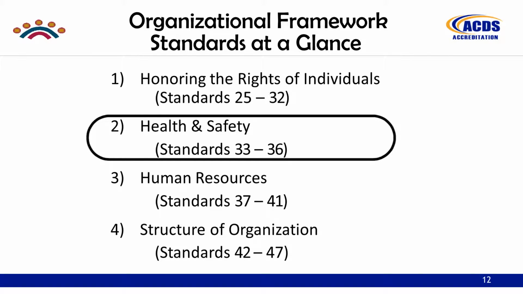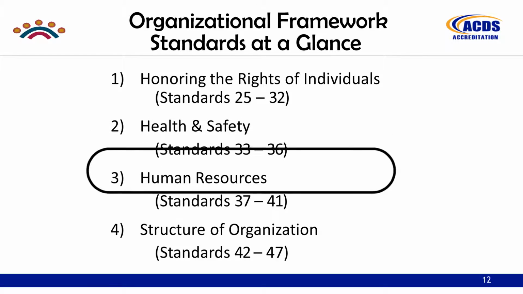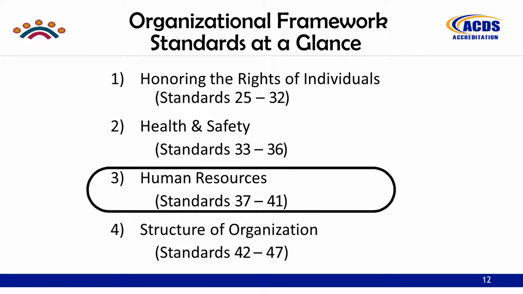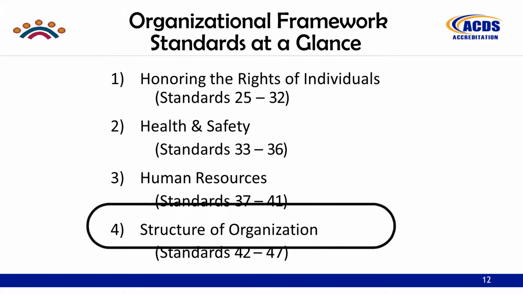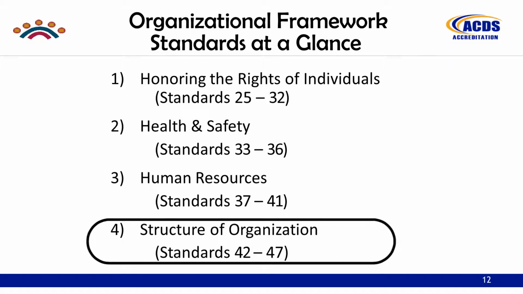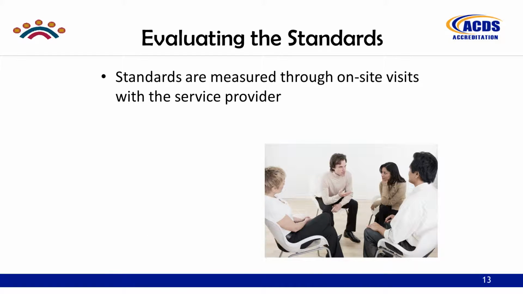Health and safety speaks to risk management, health and safety for individuals as well as staff, assistive technology and environmental interventions, and medication administration. Human resources speaks to employee success, employee satisfaction, and training. The last section, the structure of organization, focuses on the board governance, the overall planning, the fiscal responsibility of an organization. Standards are measured through on-site visits we call site surveys.